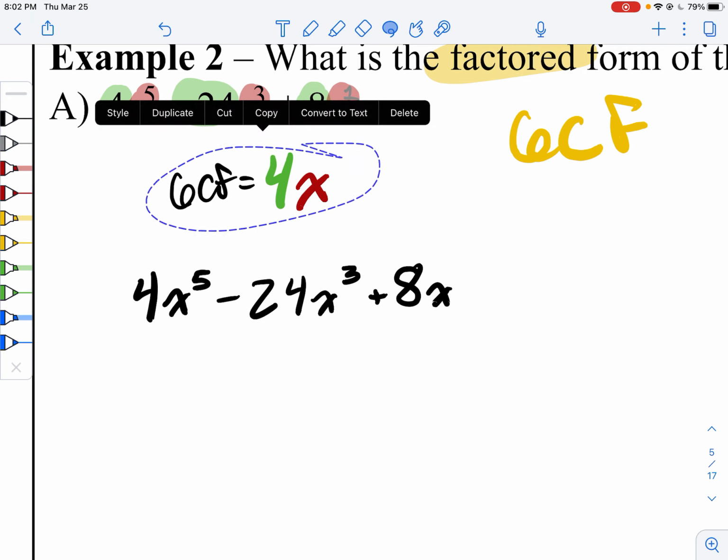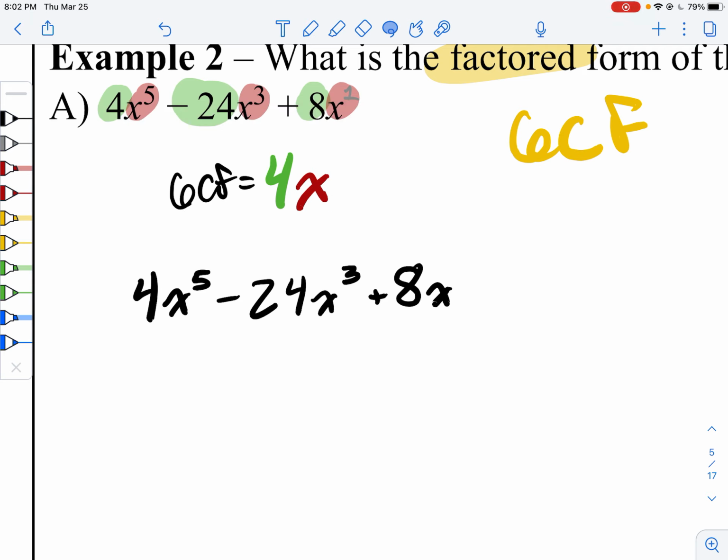Okay, so what we're going to do is factor out this GCF. So we're going to divide each of the terms, 1, 2, 3, by our GCF. Now in our first term, the 4 and the 4 are going to cancel out. Here, 24 cancels out with 4 to give us a 6, and 8 will cancel out with 4 to give us a 2. You know what, guys? Actually, I want to keep this on there.